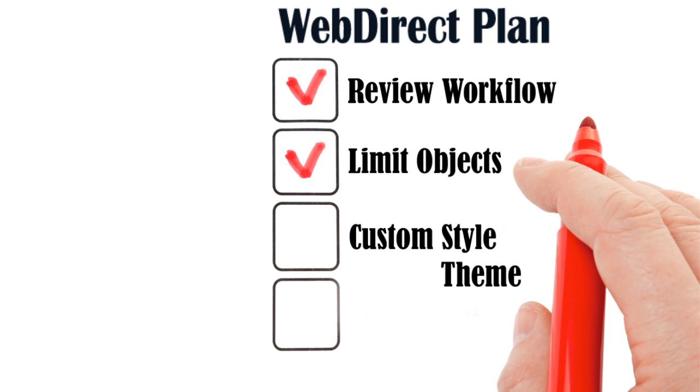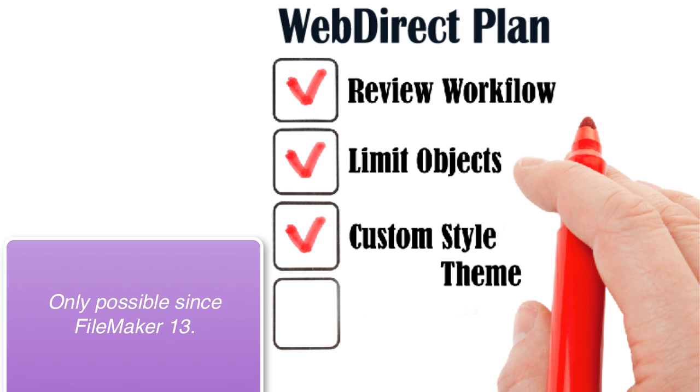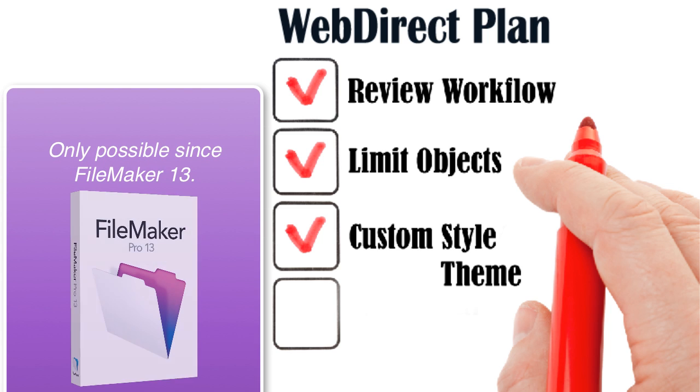So step one was to review the workflow and to determine what the users really need. Step two, limit the objects and think about how you're going to limit those things and remove the items you don't need. And then break them down into different layouts. Step three is to get into customized themes and shared styles for your layouts. And this is the next great step that was only made possible with the release of FileMaker Pro 13. Now it's been improved in 14, but this all began in 13.